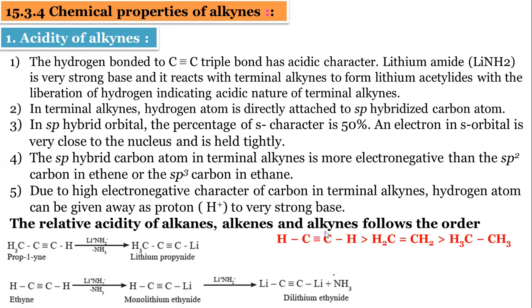And see, the relative acidity of alkenes and alkynes is given. Clearly we can see alkynes are more acidic than alkenes, and alkanes, with the carbon-carbon single bond, are the least acidic. See, because this carbon is sp3 hybridized, this carbon is sp2 hybridized, and this carbon is sp hybridized. This is actually not asked for the examination, but you should know why this is acidic.